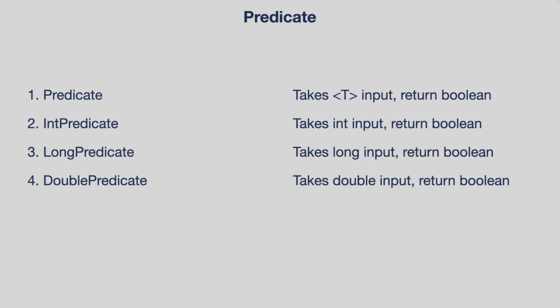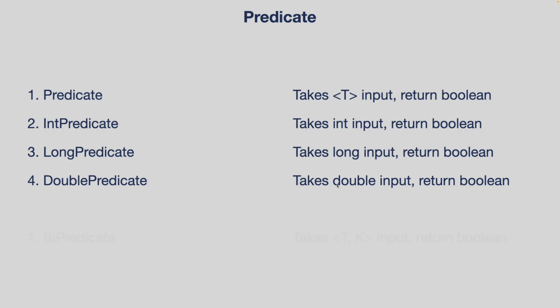There are first four types of predicates, single input predicates. Single input means these predicates take only one input. First is the simple predicate, a predicate that takes T type of input, T meaning object type of input, and returns boolean. Second is the IntPredicate that takes int as input and returns boolean. Third is the LongPredicate that takes long as a primitive type as input and returns boolean. And fourth is the DoublePredicate that takes double as a primitive input and returns boolean.